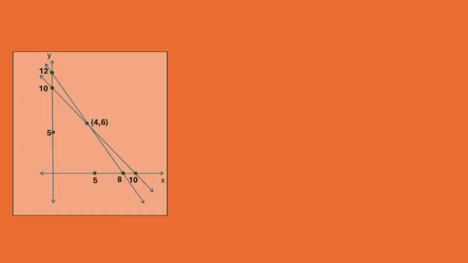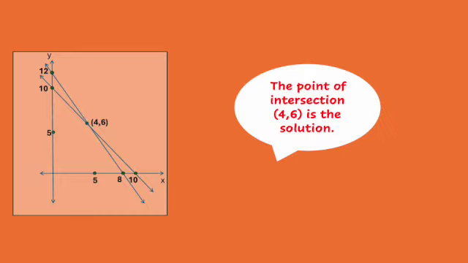This is the graph for the given set of equations. You can see here the two lines are intersecting at the point 4, 6. x equal to 4 and y equal to 6. So here the point of intersection 4, 6 is the solution for the given set of equations. That means this point is being shared by both the lines. It's common to both the lines.